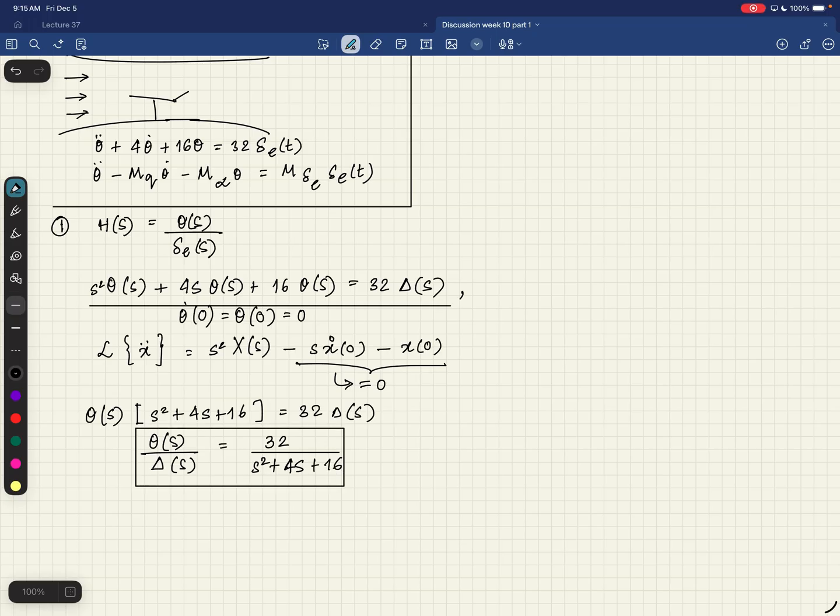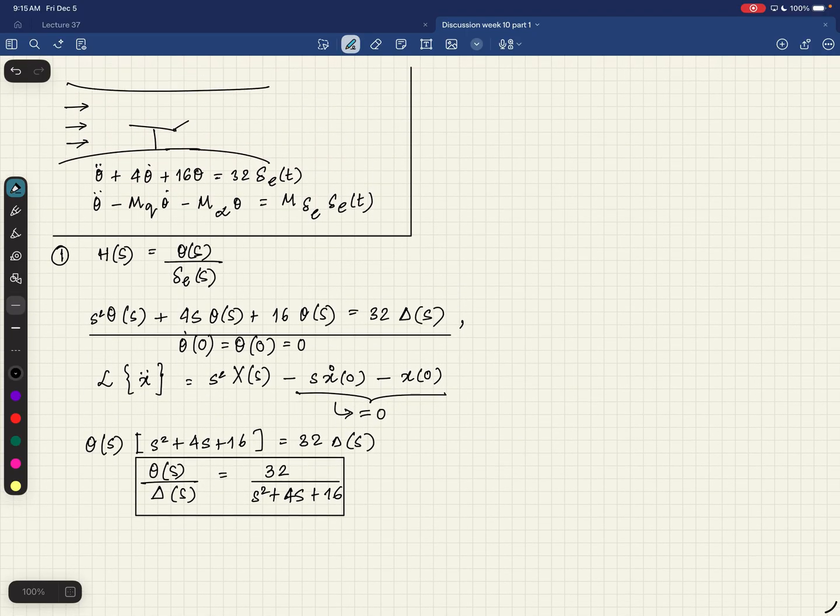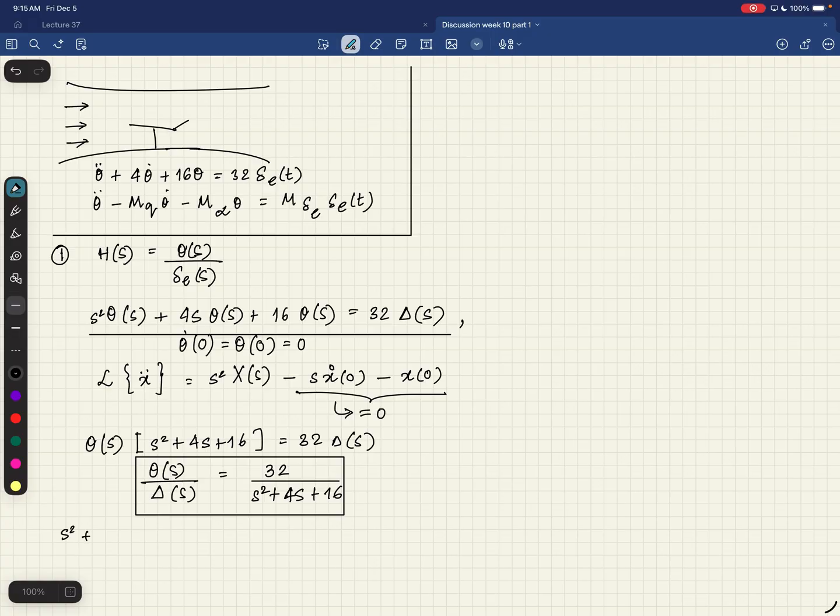So the first part of determining the transfer function from the equation of motion is done. The next part of the question says identify the natural frequency and damping ratio. It's straightforward. We have seen that if you write down the transfer function of a second order ODE, you are always going to get something like s square plus 2 zeta omega n s plus omega n square in the denominator.